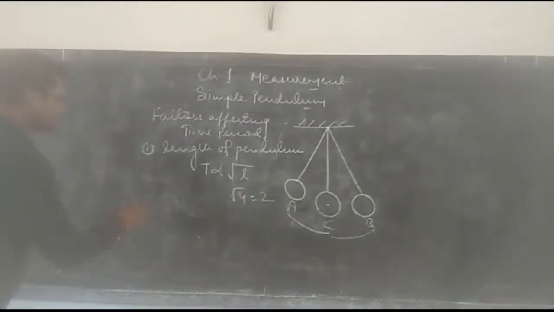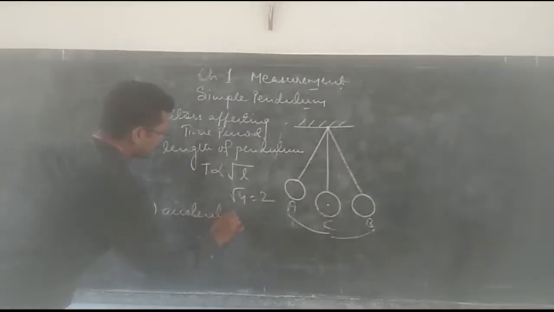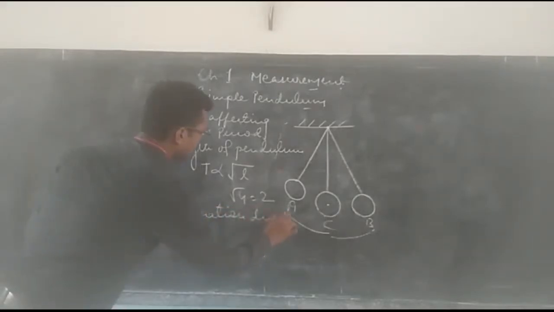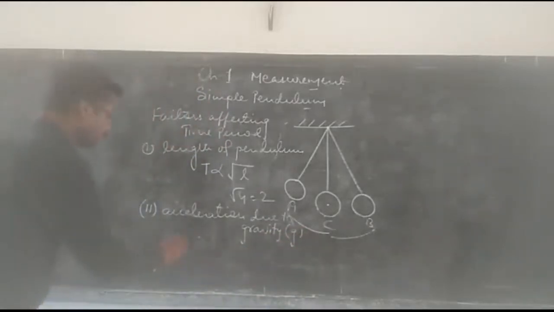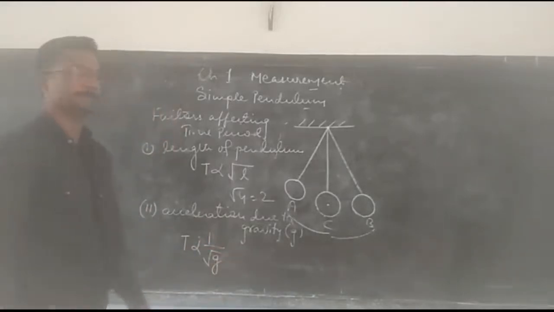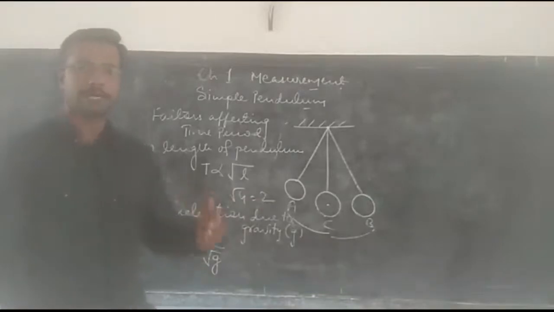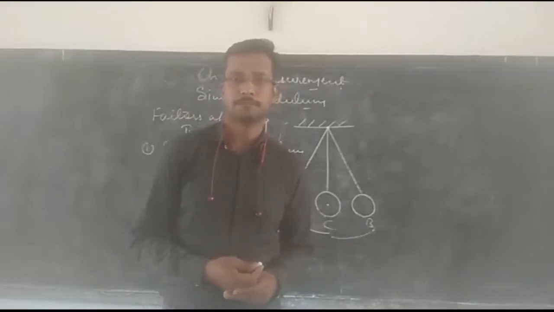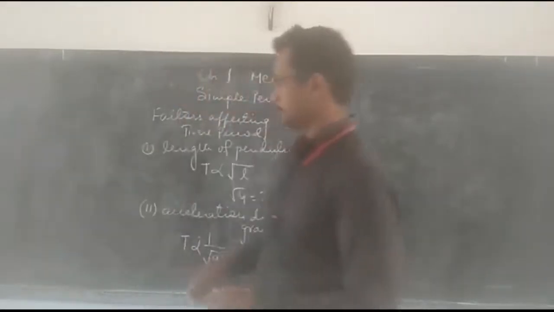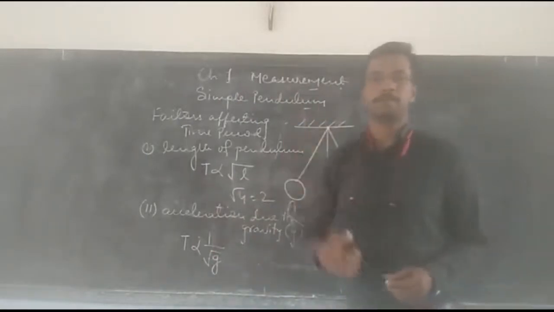Another factor we have is acceleration due to gravity, which will also affect the time period. Acceleration due to gravity, which is small g, and time period is inversely proportional to acceleration due to gravity. It means to say, if the acceleration due to gravity of a place is more, then time period will be less. Similarly, if acceleration due to gravity is less, the time period will be more.